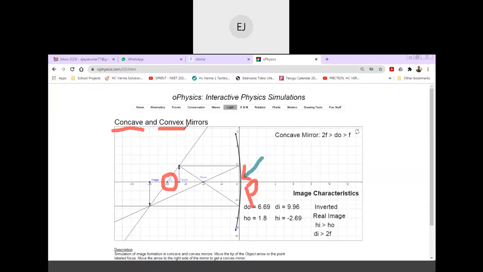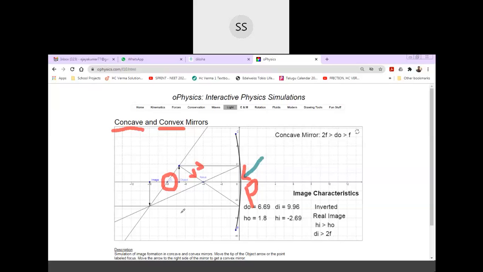So on the screen you can see a concave mirror. Here is an object and there are some rays sent on the inner part of the mirror and they are getting reflected. From here it is going and getting reflected, and from here it is going and getting reflected. Okay beta, inner side it is, sir, incident.